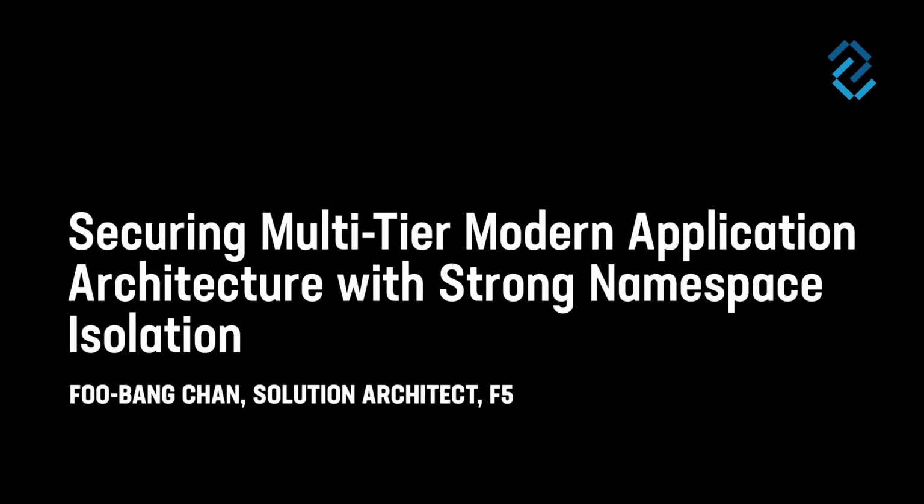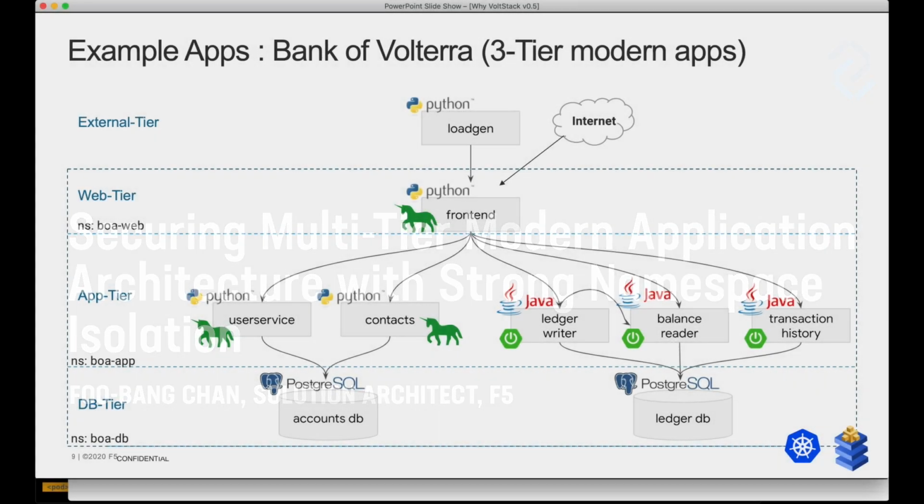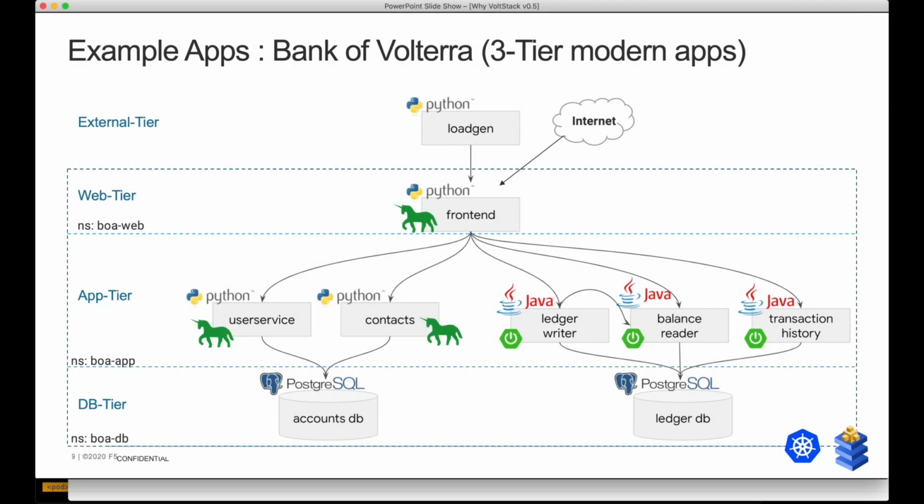Welcome to Securing Multi-Tier Modern Application Architecture with Voltstack. This demo will show you Voltstack's strong namespace isolation capabilities. As a quick recap, this is an example 3-tier demo financial application that simulates a bank's payment processing network.